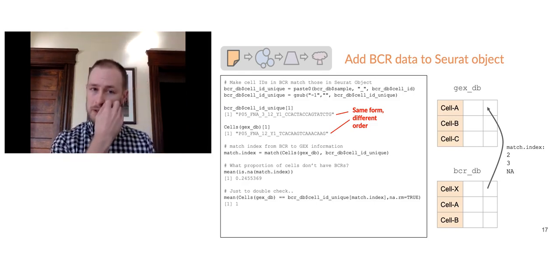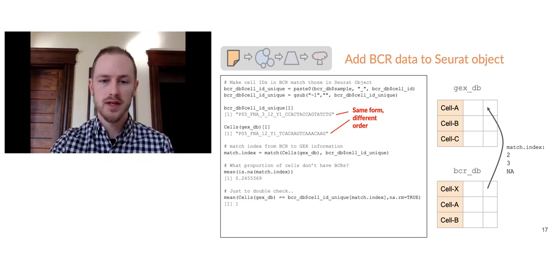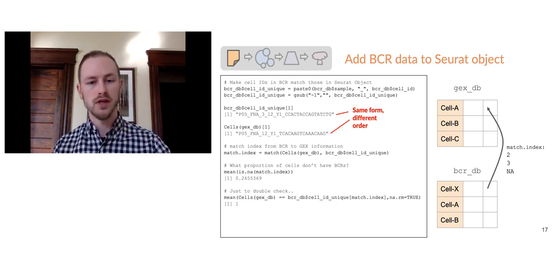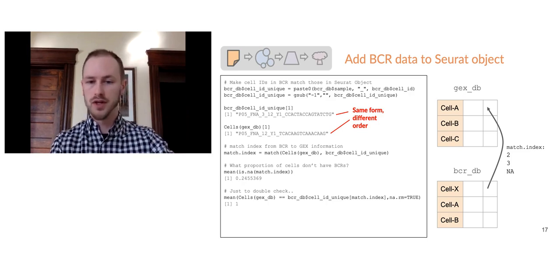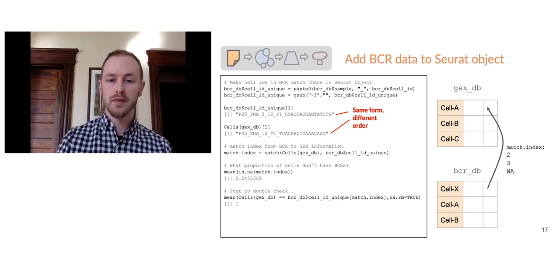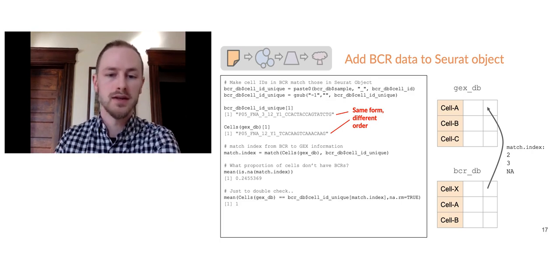Since both data sets have already been processed, the first task is to consolidate the data from both into a common object. We can do this in two ways. We can either bring the BCR data into the Seurat object or take the gene expression data into the BCR object. We're going to do both, and we're going to first import the data into the Seurat object by matching cell IDs.